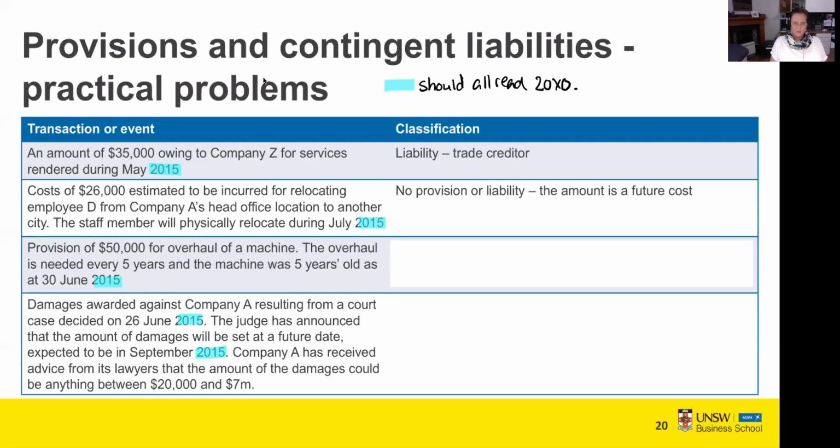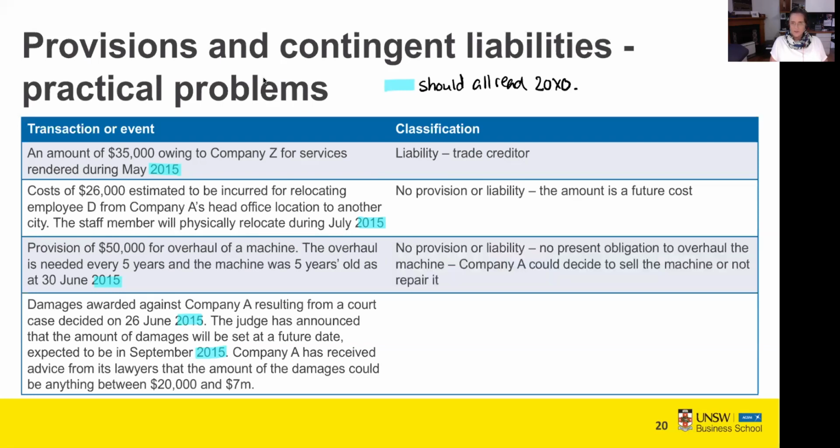Okay, number 3. The company is planning on recognising a provision of $50,000 for overhauling a machine. The overhaul takes place every 5 years, and the machine is currently 5 years old, so it's due for its overhaul. Again, there is no provision or liability here.